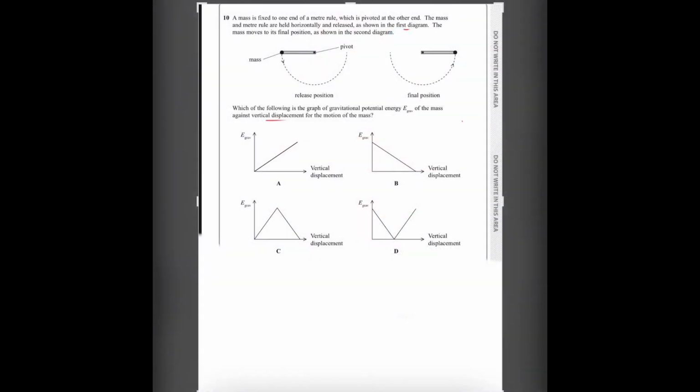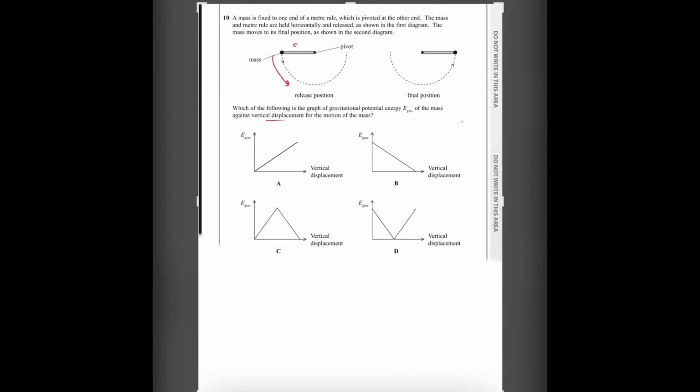Number 10. A mass is fixed to one end of a meter rule which is pivoted on the other end. The mass and meter rule are held horizontally and released as shown in the first diagram. So this is the mass and this is the meter rule, and the meter rule is connected to this pivot. The mass moves to its final position as shown in the second diagram. So when this is released, it goes in this direction.